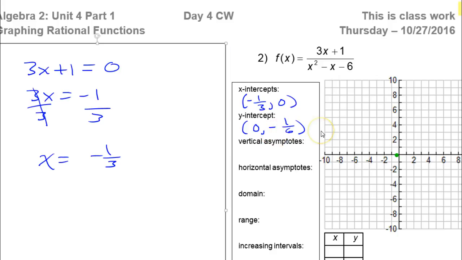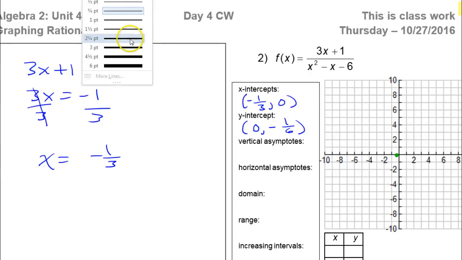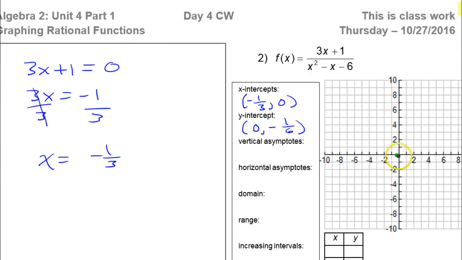So that's my y-intercept. I might as well graph that as well. Okay, 0 and negative 1/6. Well, negative 1/6 is a tiny amount down. So again, that's virtually at the origin. So I just have these 2 points next to the origin.